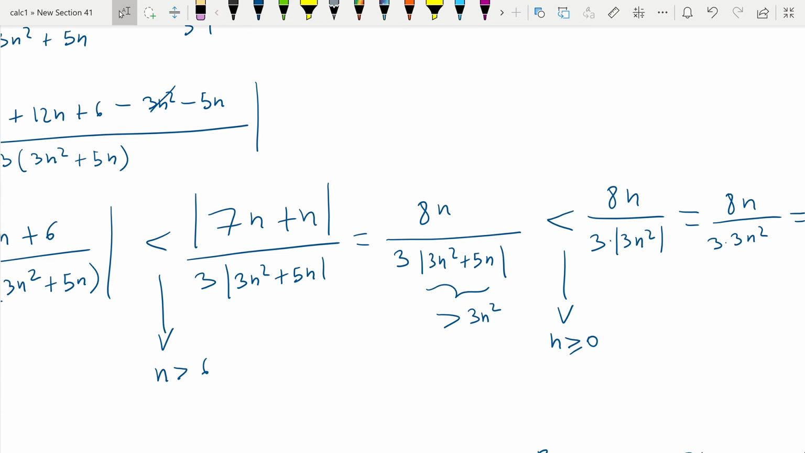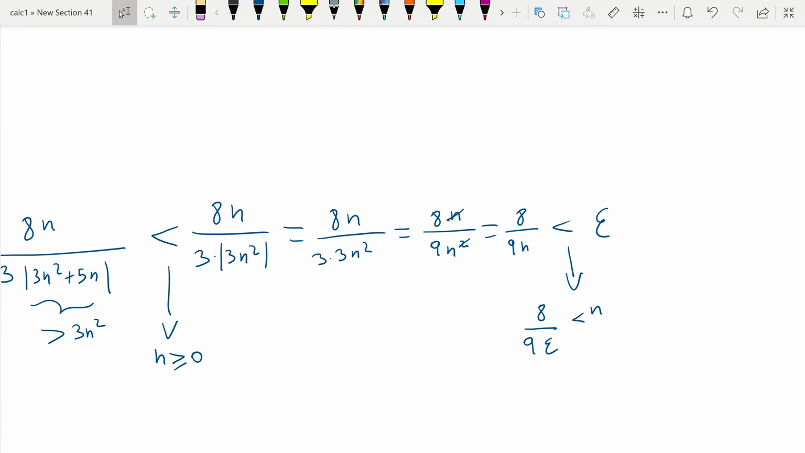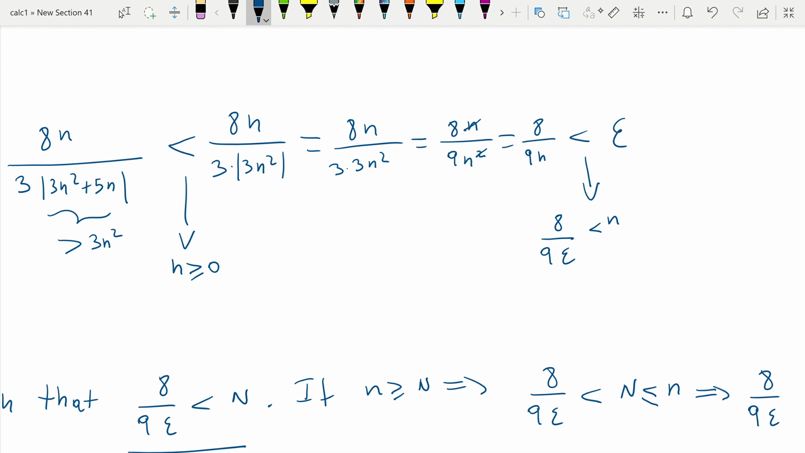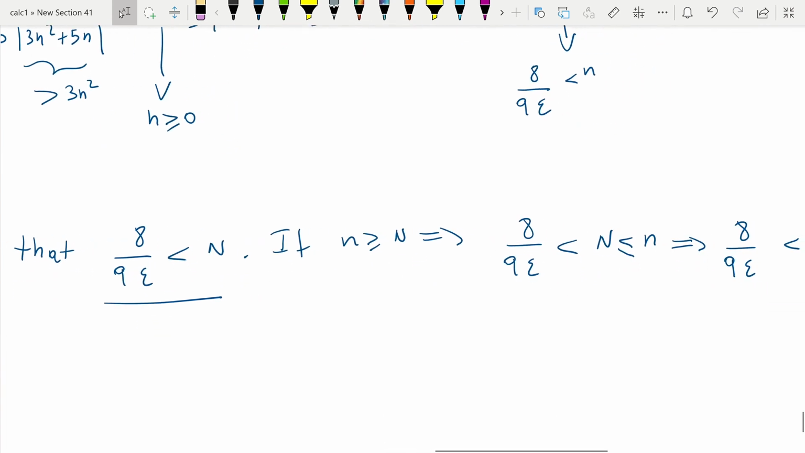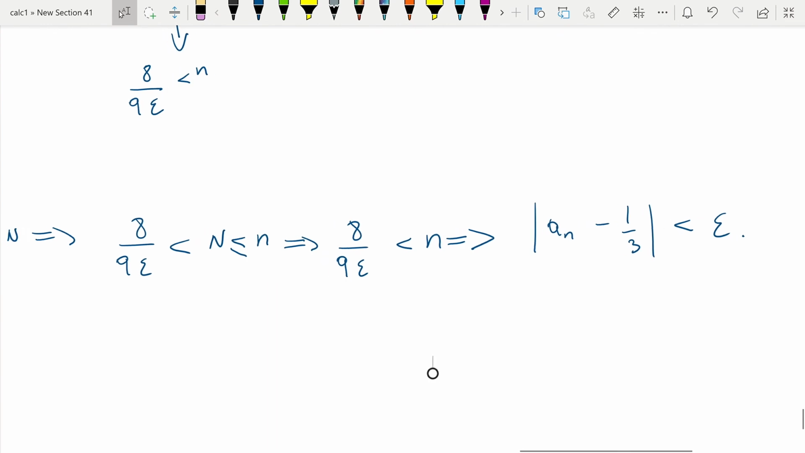Okay, so you want to make the numerator larger and the denominator smaller. Okay, and then at the end, you're going to end up with a restriction for n. n has to be greater than 8 over 9 epsilon. And then that's going to imply that a_n minus 1/3 is less than epsilon.